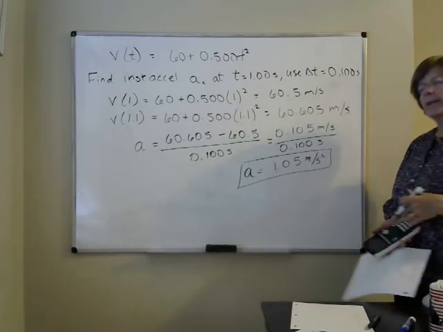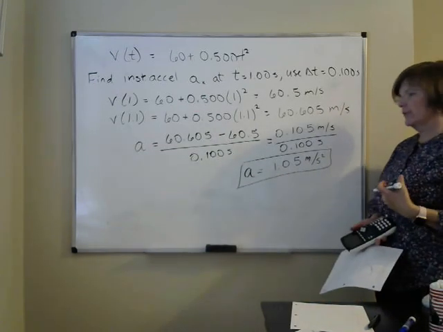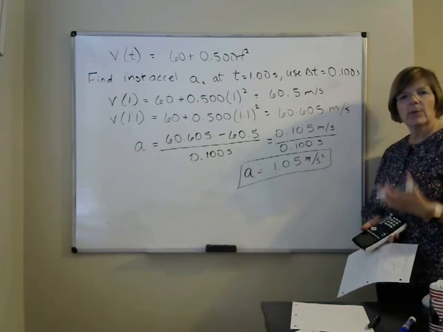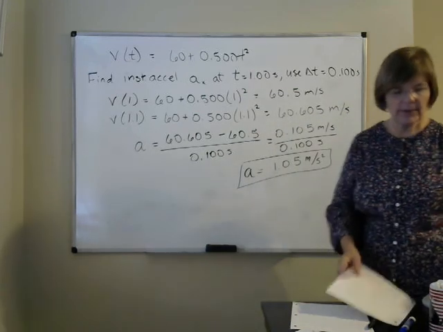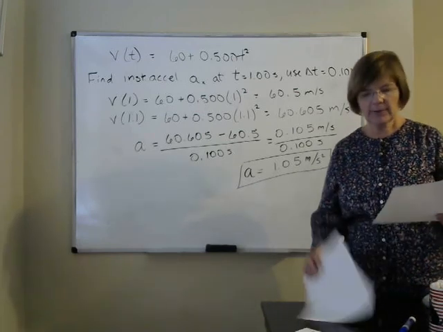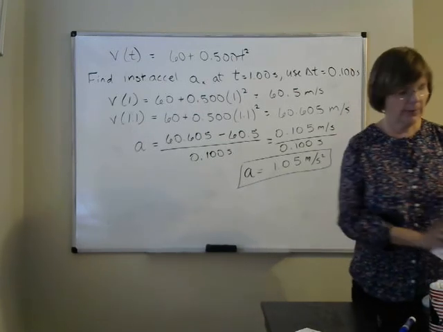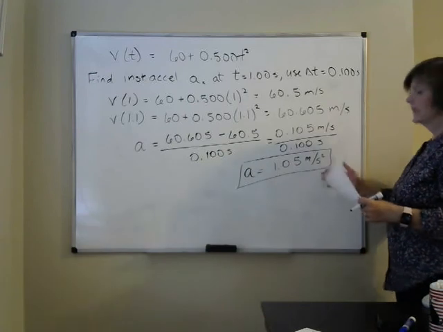Remember before when we did the average from 1 to 3, it was about 2 meters per second squared. But when we stopped and made it really, really small, with a time interval of about 0.1, it came out much smaller. Okay.